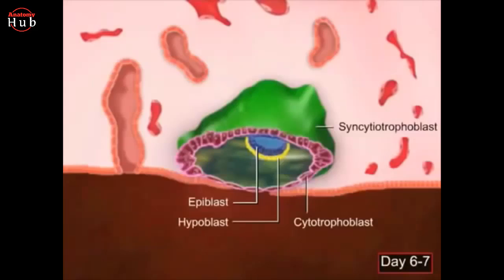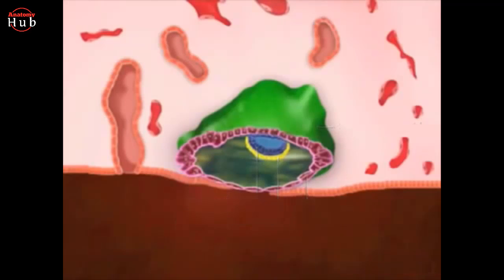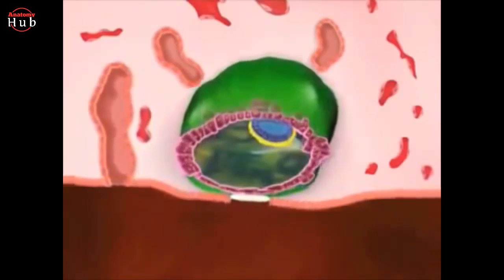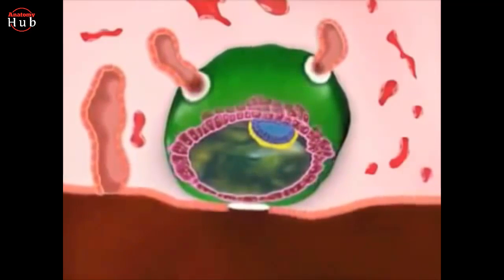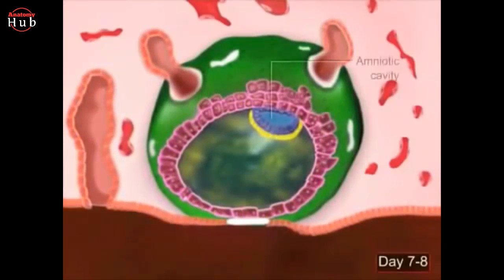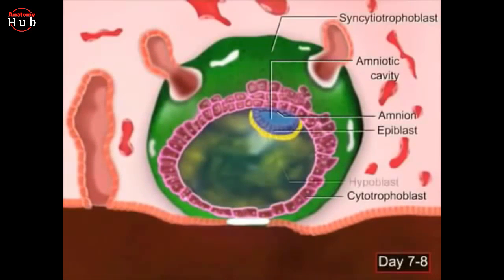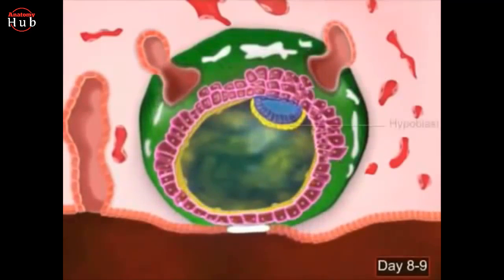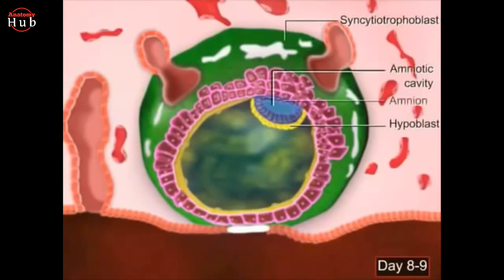A critical event in implantation is the timely disappearance of the zona pellucida. If it dissolves early, then the blastocyst may get implanted in the fallopian tube itself, leading to tubal pregnancy. On the other hand, if it dissolves late, implantation may occur close to the internal os, leading to placenta previa.